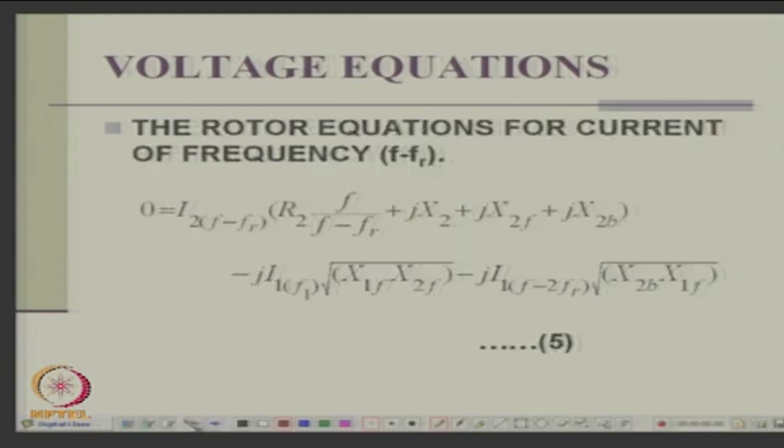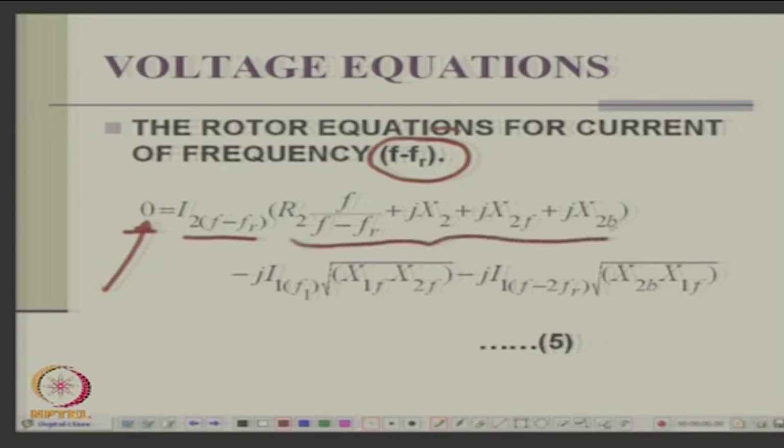Now, go back to the rotor. Rotor will have frequency F minus Fr. For that I can write an equation, but the rotor is always short circuited. Short circuited means voltage is 0, which will be equal to its current into its own impedance. Now, what I have done is, here you are referred to stator.